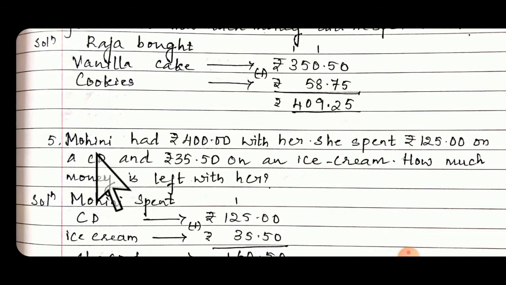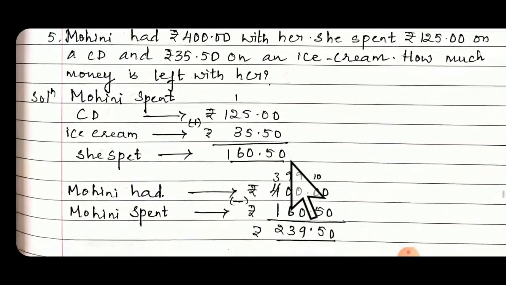Question number 5. Mohini had rupees 400 with her. That means in total she has 400 rupees with her. She spent rupees 125 on a CD and 35 rupees on ice cream. Two things she has purchased, one CD and one ice cream. But totally she had how much? 400 rupees. So these two you have to add, and with that answer you are going to subtract from 400.